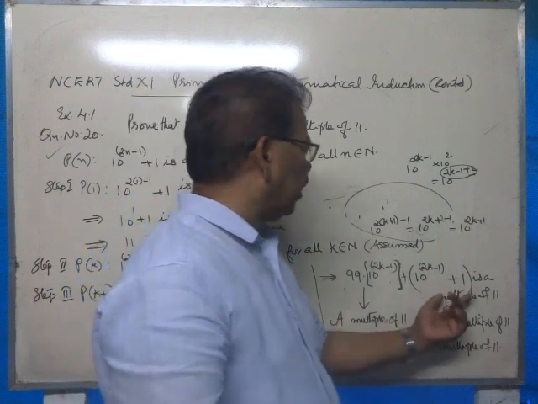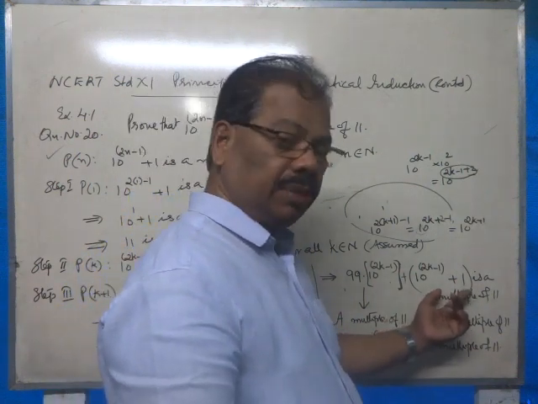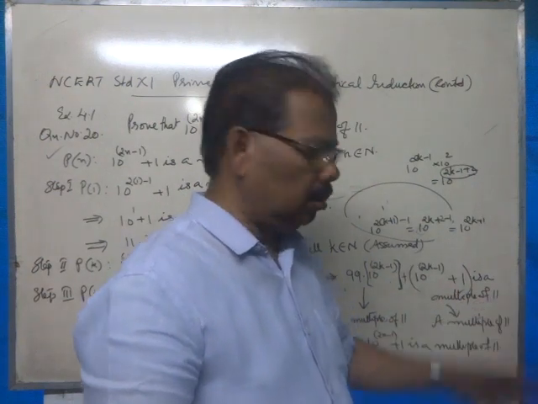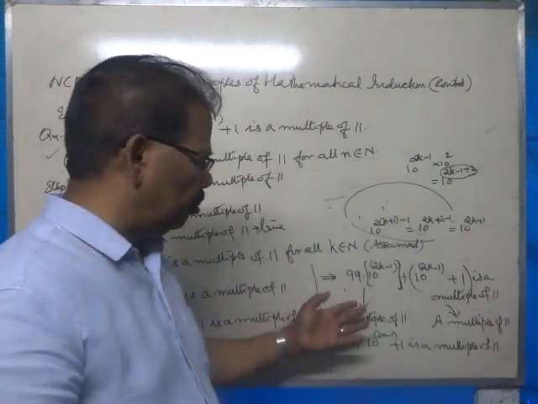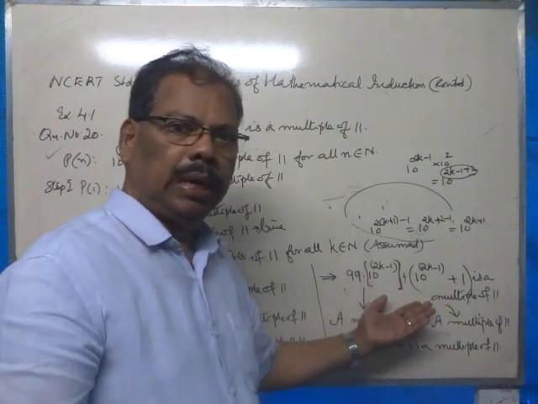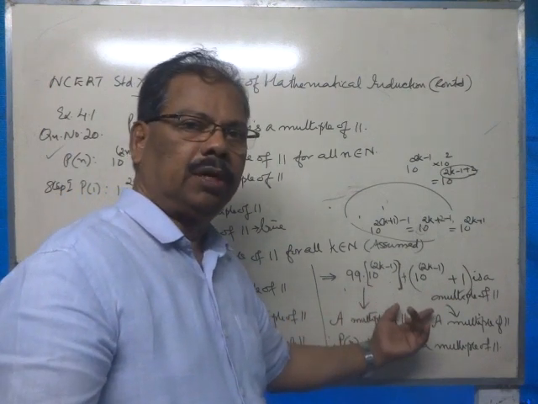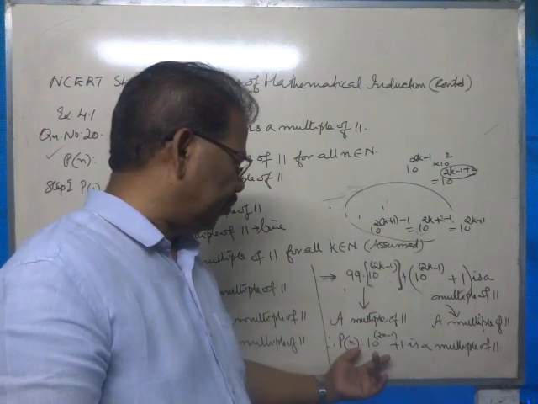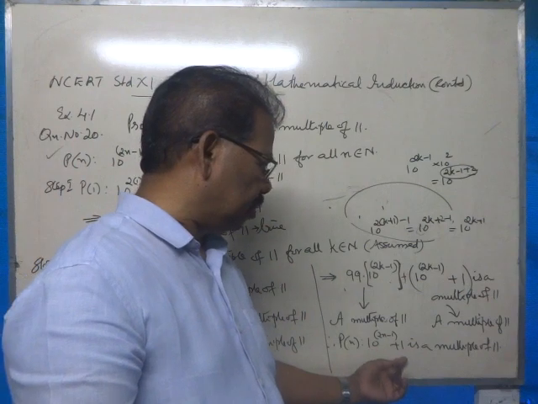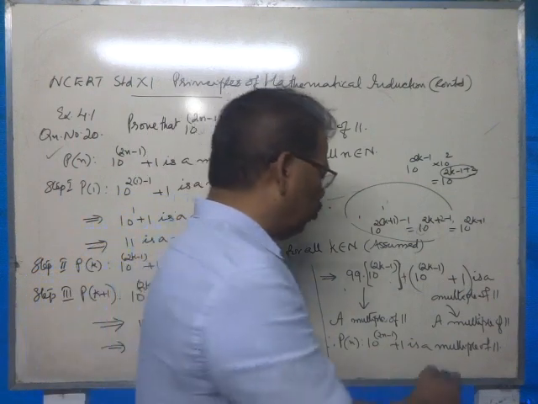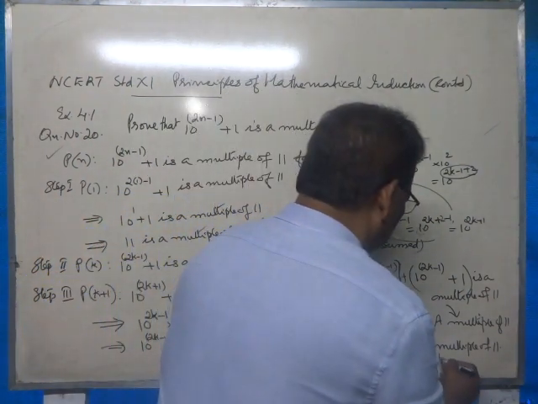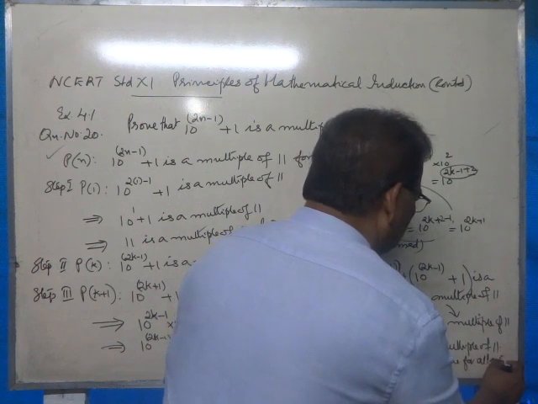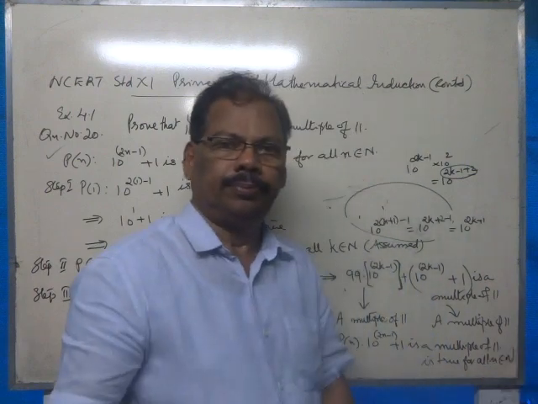Then the second term, by our assumption, 10 raised to 2k minus 1 plus 1 is a multiple of 11. Therefore, both these terms are multiples of 11. Therefore, our statement P of n, such that 10 raised to 2n minus 1 plus 1 is a multiple of 11, is true for all natural numbers. Right.